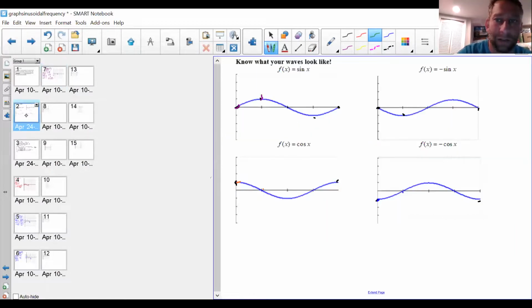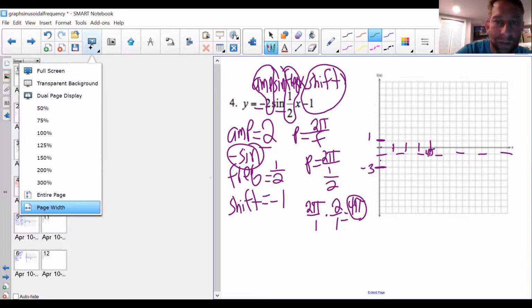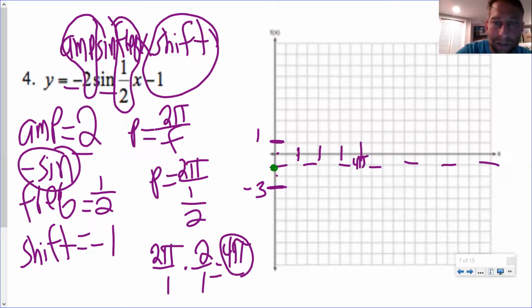Negative sine starts at the midline, then it goes down to the minimum, then it goes back to the midline, then it goes to the maximum, then it goes back to the midline. I sketch it in, and that's it.